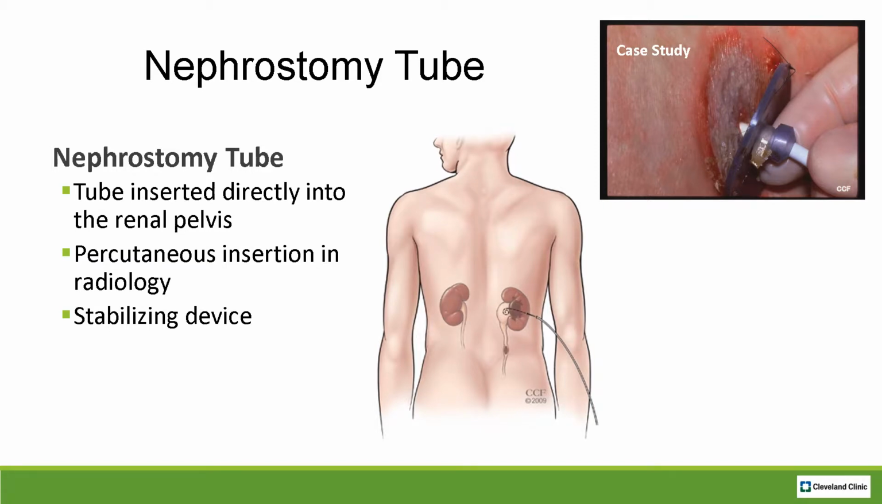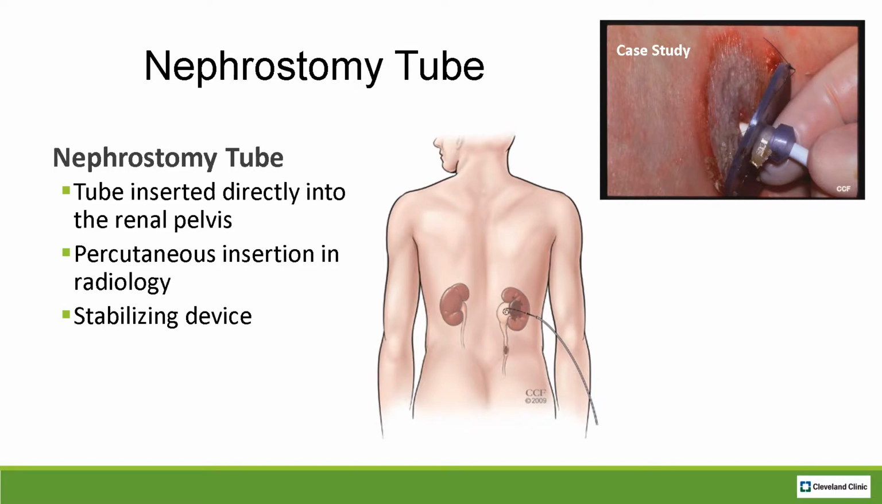Let's start with nephrostomy tube. A nephrostomy is a urinary diversion procedure that occurs in conjunction with radiology. The tube is inserted with radiology guidance directly into the kidney, into the renal pelvis. Urine is collected from the renal pelvis and diverted out of the kidney via a percutaneous tube and into an external collection bag.